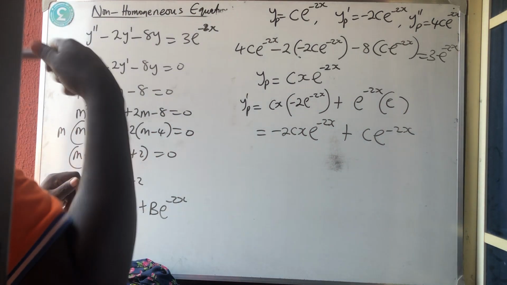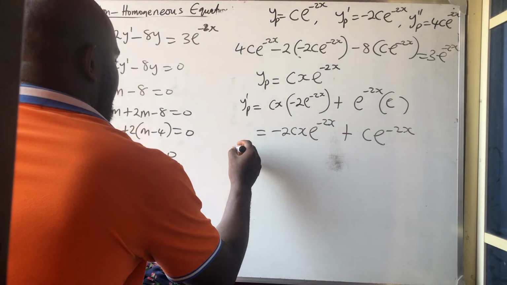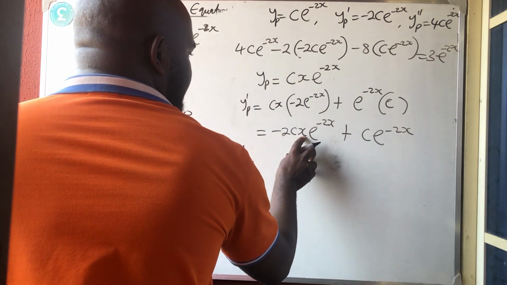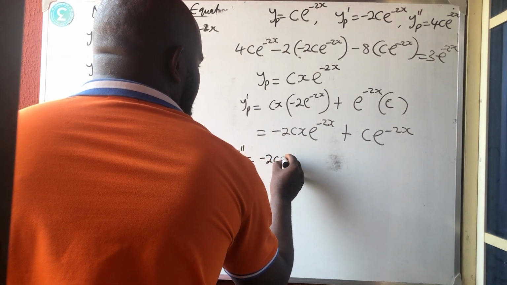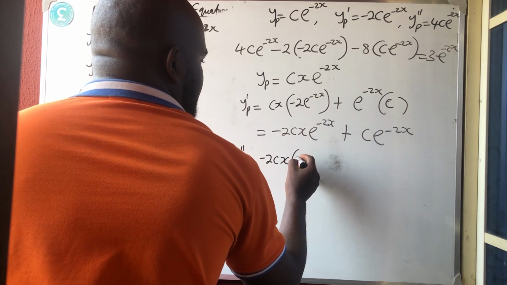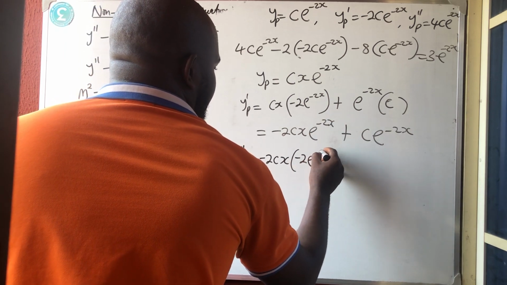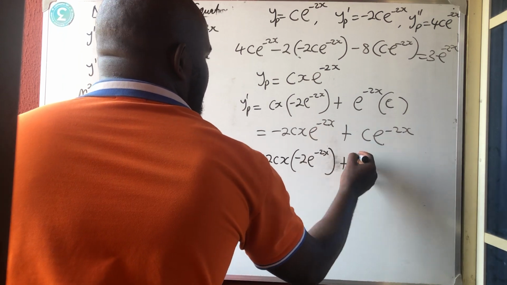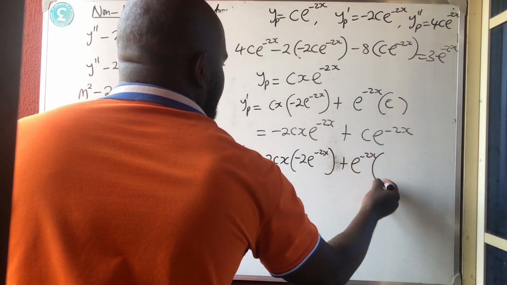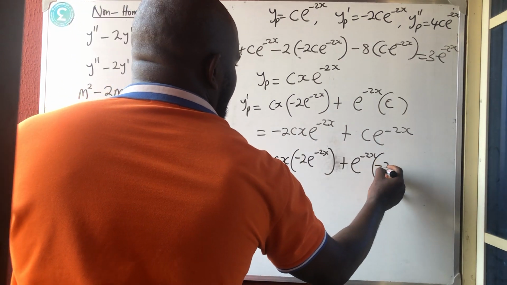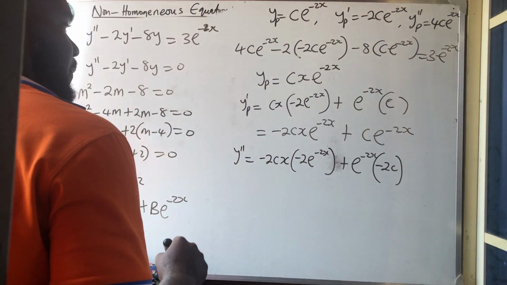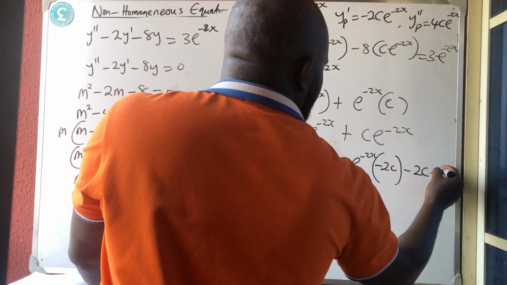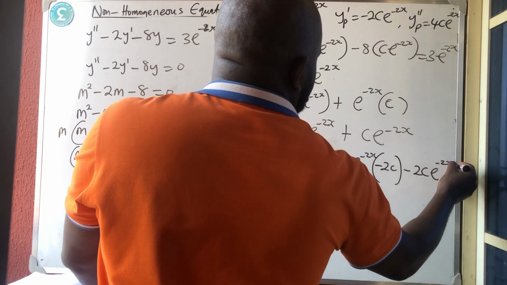So this is the y prime. So for the y prime prime will now be the same thing here, product rule. Leave this one, leave minus 2cx. Differentiate e raised power this, I'm having minus 2 e raised power minus 2x. Okay? Plus, now leave this one, e raised power minus 2x. Differentiate this side, I'm having minus 2c. Okay? Then this side will now give you minus 2c e raised power minus 2x.